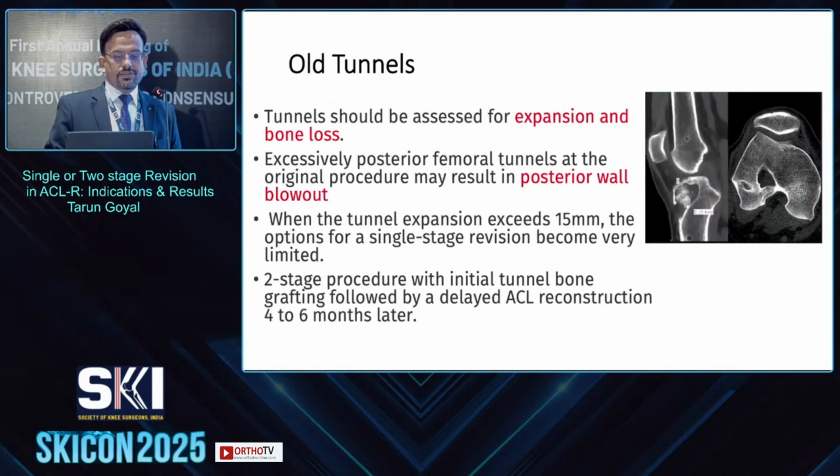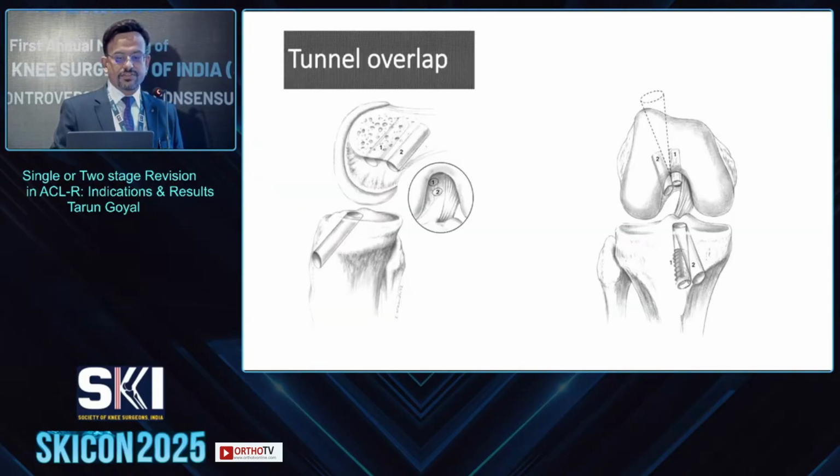Old tunnels should be assessed for expansion and bone loss. Sometimes the femoral tunnel may be far behind, which could have led to a posterior wall blowout, or you would not have any bone left in the posterior part. So when the tunnel expansion exceeds 14 or 15 millimeters, it becomes an indication for a two-stage procedure, followed by a delayed second stage at 4 to 6 months.